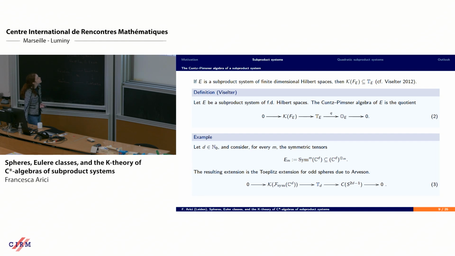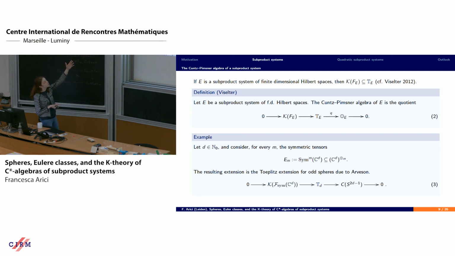can we say a bit more about these C-star algebras? Well, if the subproduct system consists of finite dimensional Hilbert spaces, then Viselter proved in 2012 that the compact operators are an ideal inside the T of E, and then it makes sense to look at the Cuntz-Pimsner-like extension and define the Cuntz-Pimsner algebra as the quotient. If you don't have this finite dimensionality condition, things complicate a bit. So for instance, if you want to do it with infinite dimensional Hilbert spaces, you need to quotient by a different ideal. But now, in everything that I will discuss, this is finite dimensional, so it's well behaved.